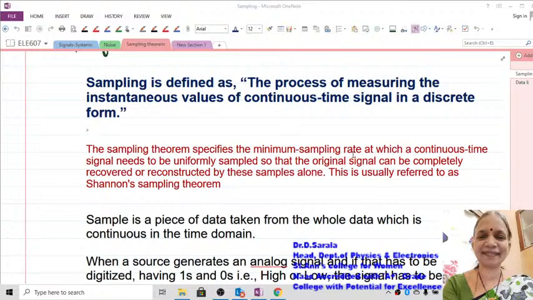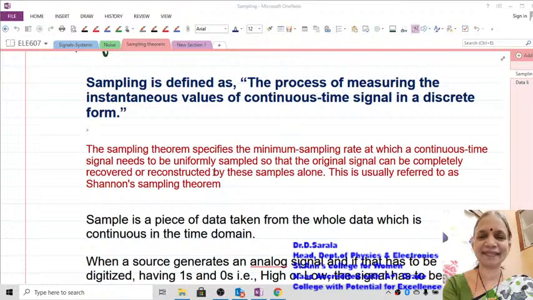By definition, it is a process of measuring the instantaneous values of a continuous time signal in a discrete form. Some signal is varying continuously, say the temperature of a furnace. It is varying continuously because you are supplying heat energy to it, and you are taking the values of the temperature at different intervals of time. The time is fixed, it is not continuous. So you are measuring it in a discrete form.